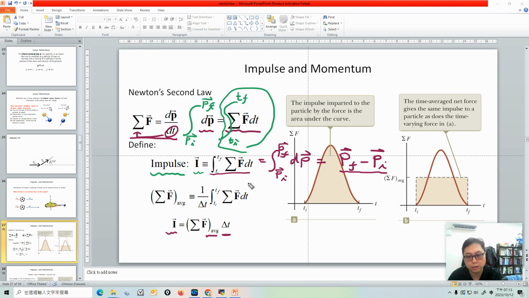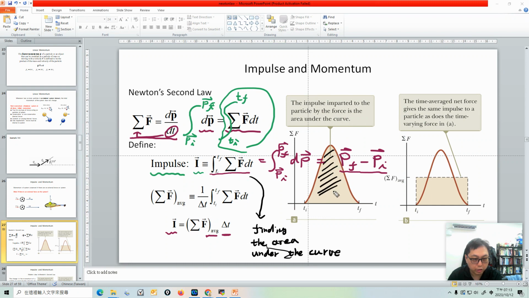Later you will learn that the physical meaning of integration is finding the area under the curve. You will learn that in first year calculus, but right now I know you haven't learned it, so just accept that. The meaning of integration is finding the area under the curve. This brown curve is the summation F, which changes with time, and the area under this curve is equal to the integral of sigma F dt from ti to tf.